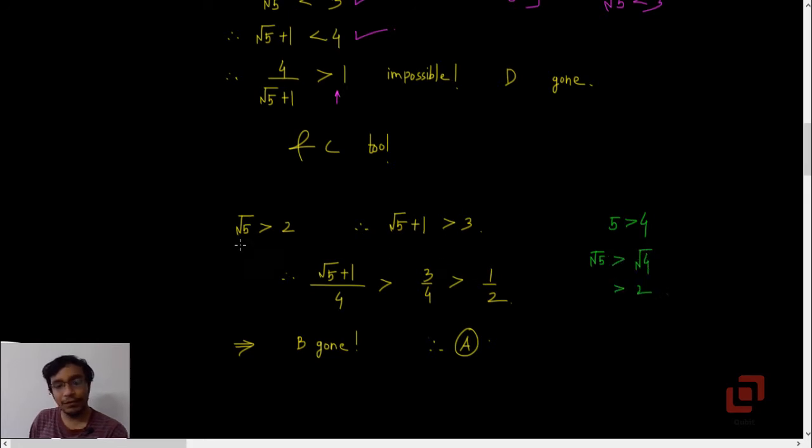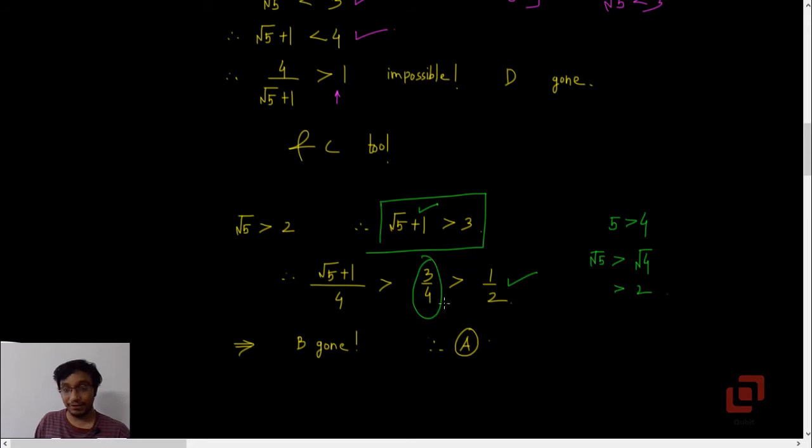So if you add 1 on both the sides, then you will get root 5 plus 1 greater than 3. Yes. Now divide both sides by 4. You will get root 5 plus 1 upon 4 greater than 3 by 4. But is 3 by 4 greater than 1 by 2? Of course, 3 by 4 is 0.75 and 1 by 2 is 0.5 or 2 by 4.